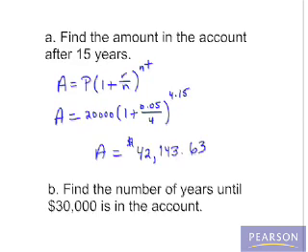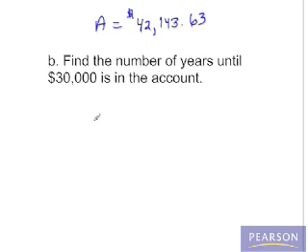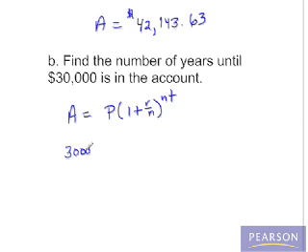B. Find the number of years until $30,000 is in the account. So again, we'll start with the compound interest formula. A equals P times 1 plus r over n raised to the nt power, and the amount will be 30,000. So A will be 30,000. Our principal, 20,000. Interest rate stays the same, 5%.